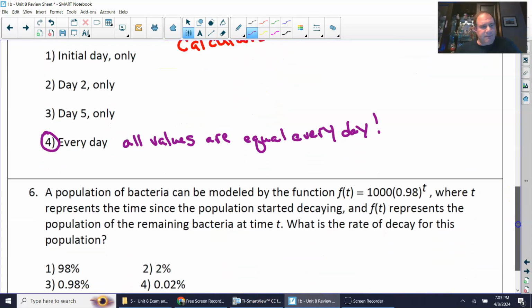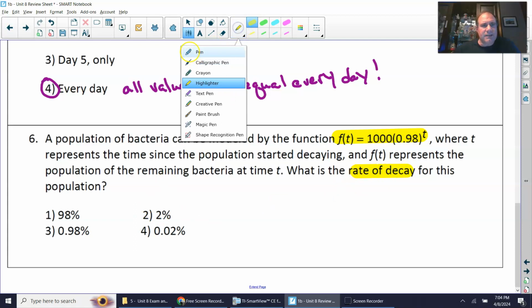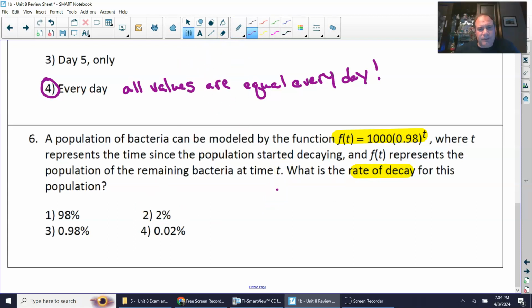So number 6, population of bacteria modeled by this. I love when they give it to you right there, where T represents time decay. Remaining bacteria time. What is the rate of decay? Very important question here. Popular question. So this is 0.98, right? So decay, remember, 1 minus what number equals 0.98. So it's 1 minus 0.98.